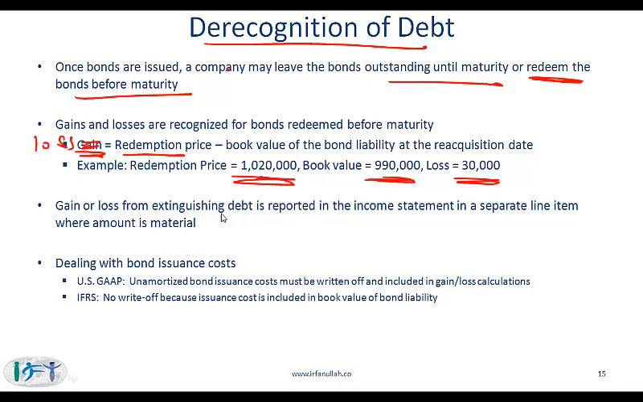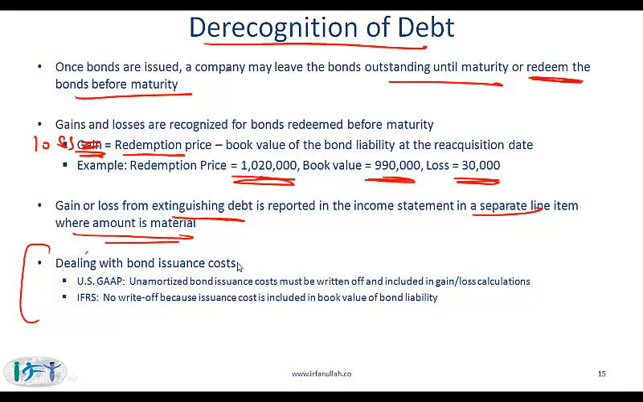The gain or loss from extinguishing debt is reported in the income statement in a separate line item where the amount is material. So if the amount is almost insignificant, then you don't need to show it as a separate line item. Dealing with bond issuance costs.